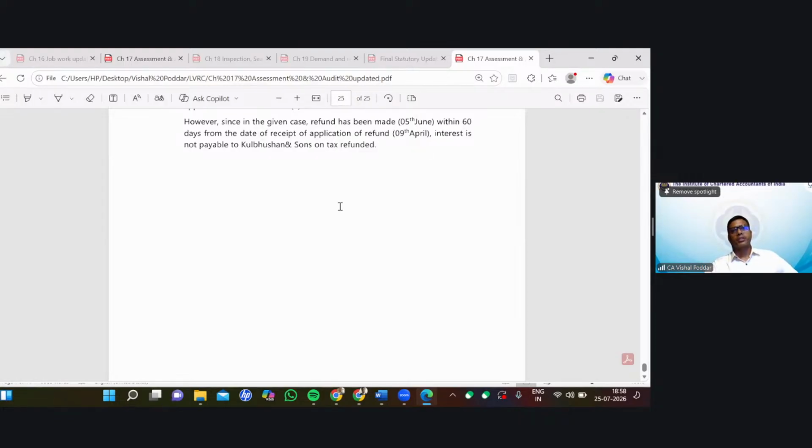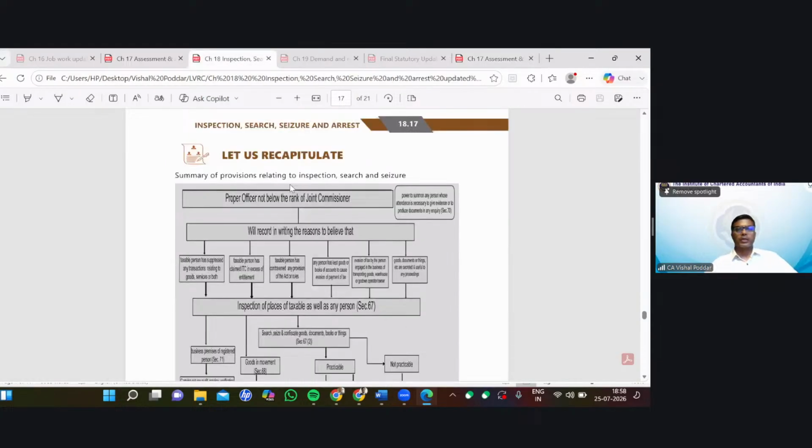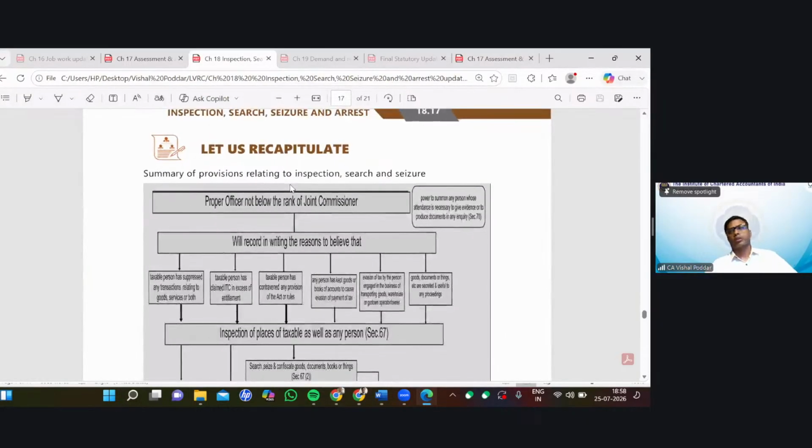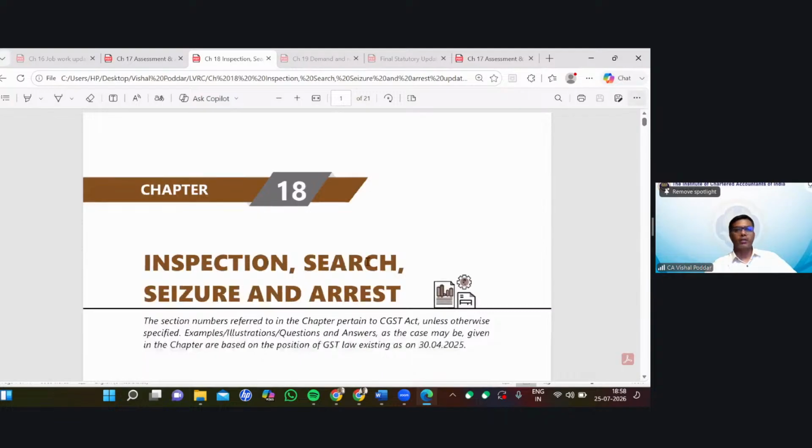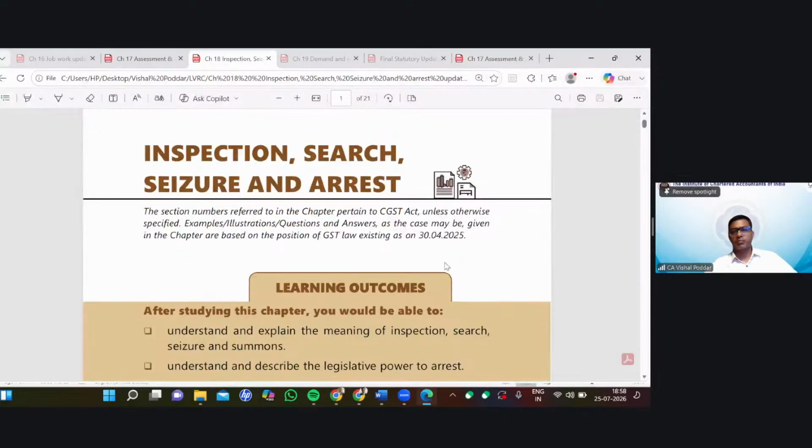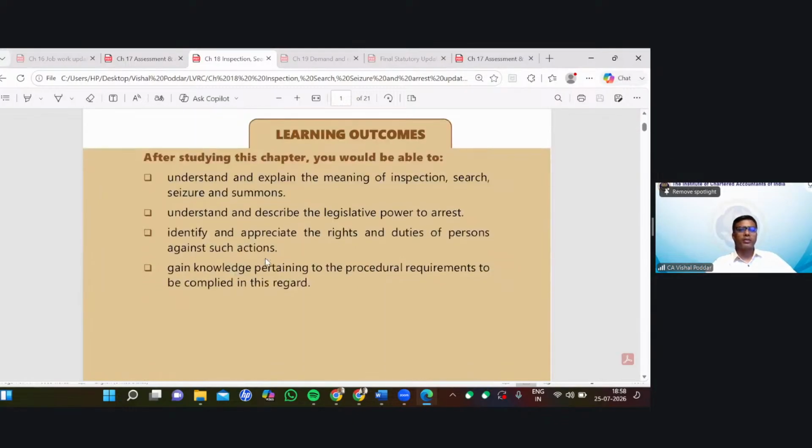So students, this is all about the assessment chapter. Now let us go to the interesting or critical chapter of inspection. Let me take it a bit in detail because this chapter is something which is many times not understood by the students. So let us understand it in a bit detail.